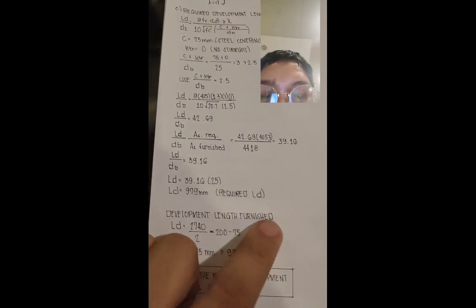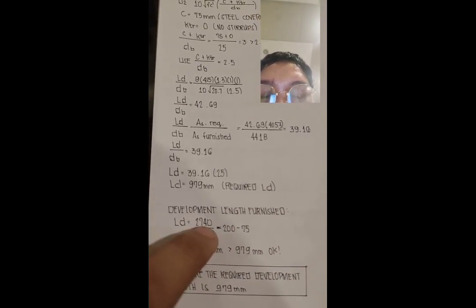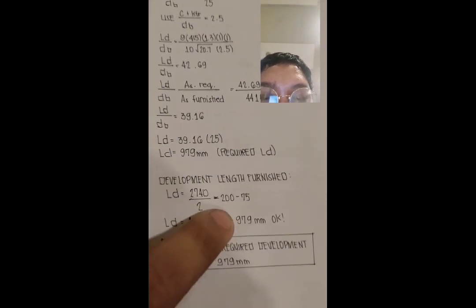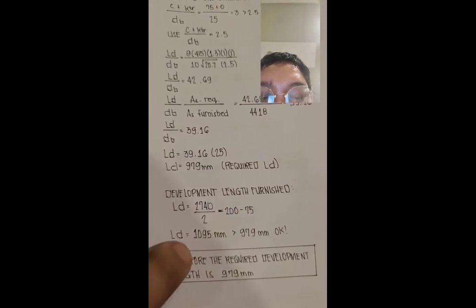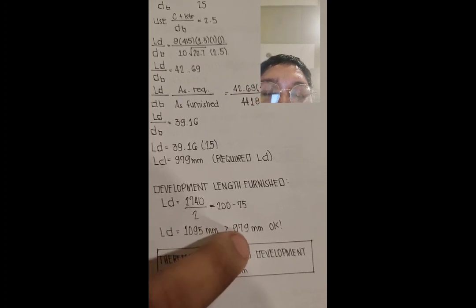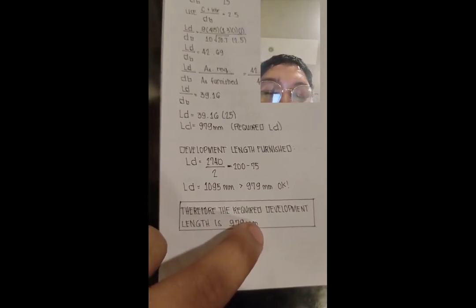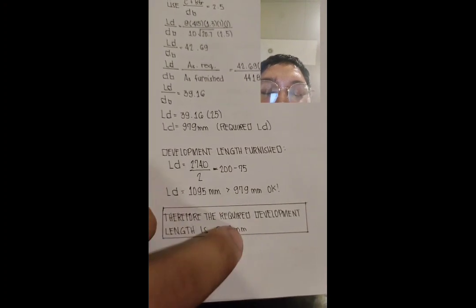So the development length furnished is equal to 2740 over 2 minus 75. Ld is equal to 1095 mm, which is greater than 979 mm. It is okay. Therefore, the required development length is 979 mm.